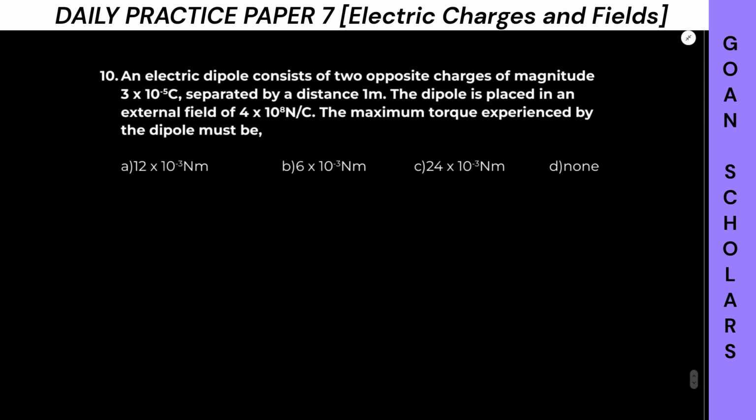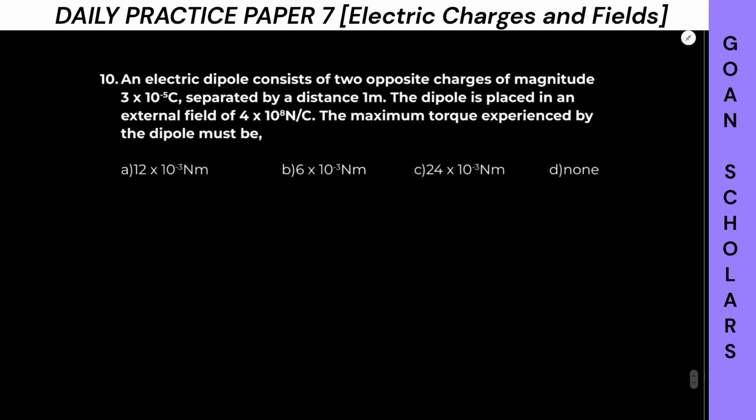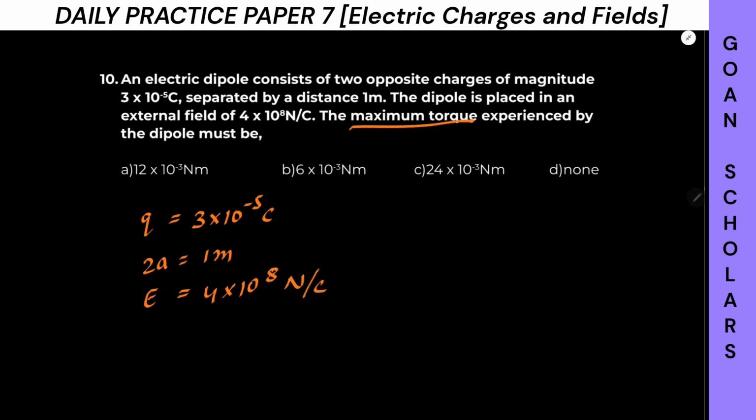Let's move to the 10th question, the last question from this worksheet. An electric dipole consists of two opposite charges of magnitude Q equal to 3 into 10 to the power minus 5 coulombs. The distance is 2a, which is equal to 1 meter. The dipole is placed in an external field E, 4 into 10 to the power 8 newton per coulomb. Find the maximum torque. Maximum torque means theta being 90 degrees.